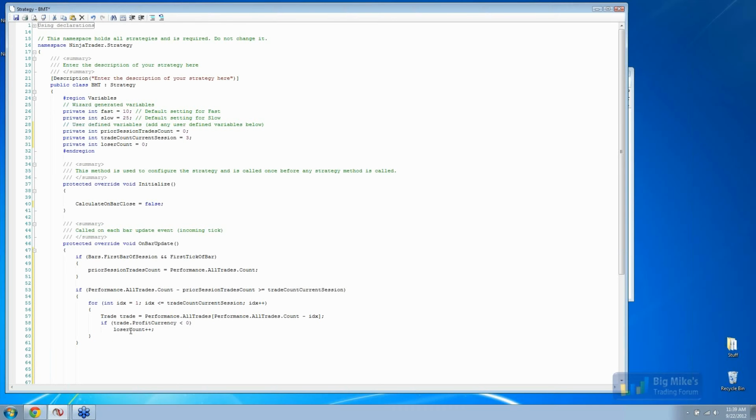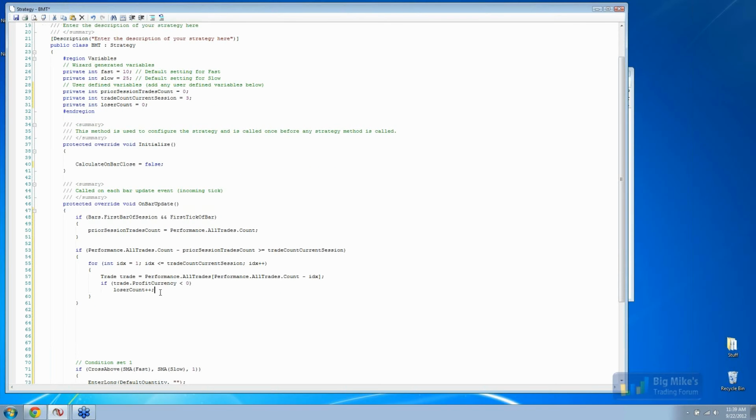So when this loser count reaches 3, that means, because my loop is only going through 3 times, I had 3 consecutive losers from the last 3 trades, and I'm going to go ahead and stop my trading at that point. So if the loser count is plus plus, right, so okay.